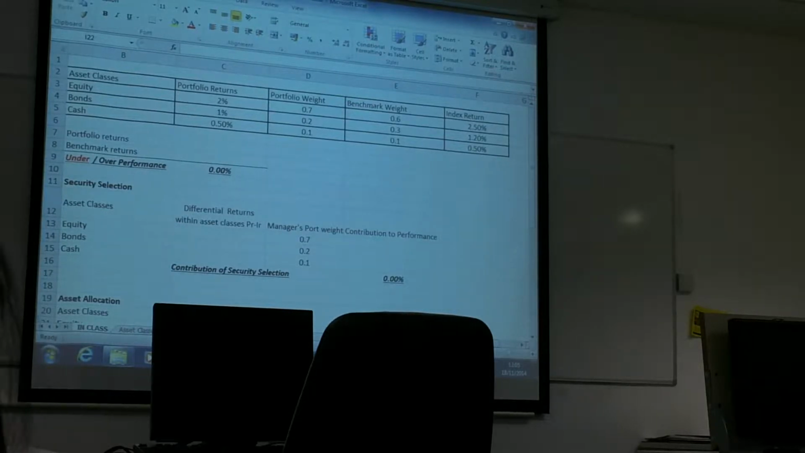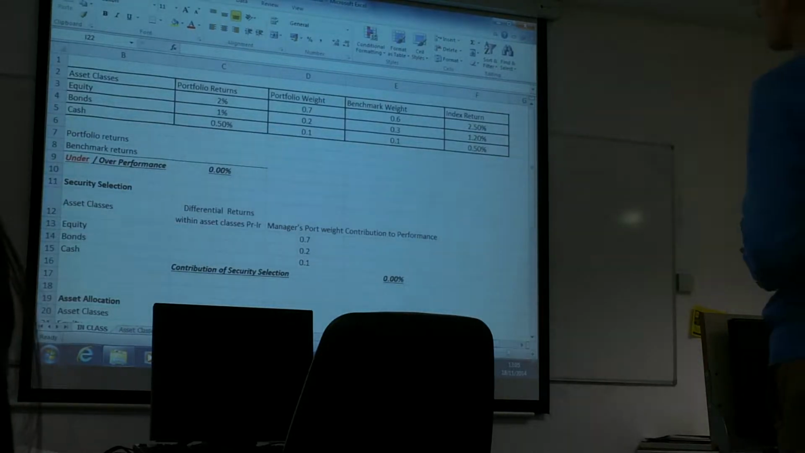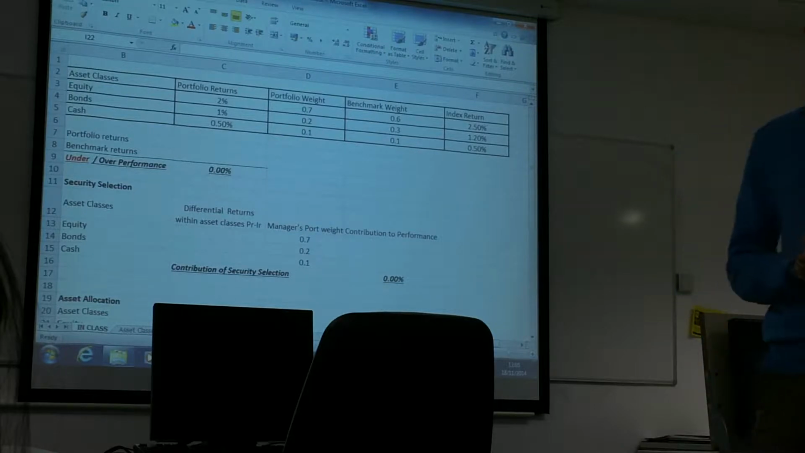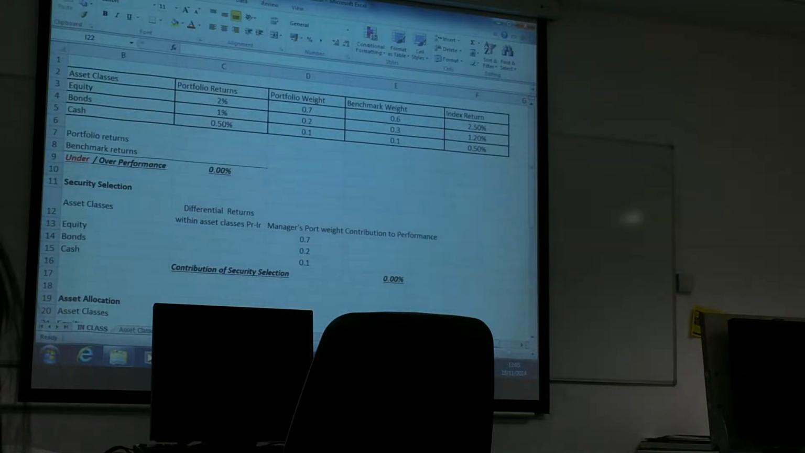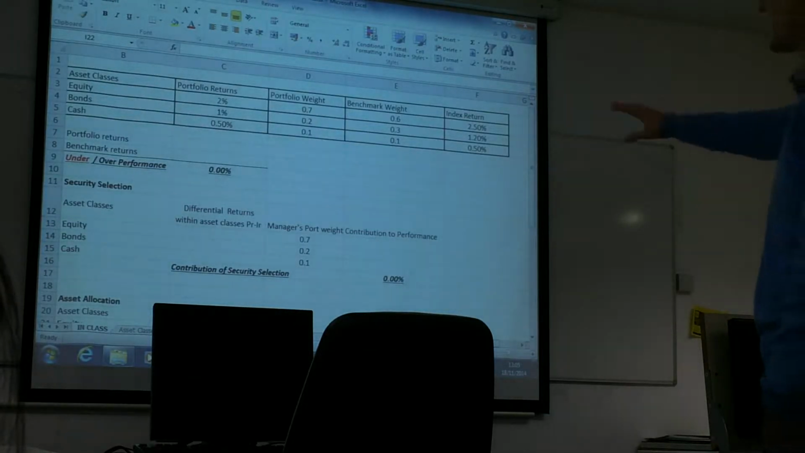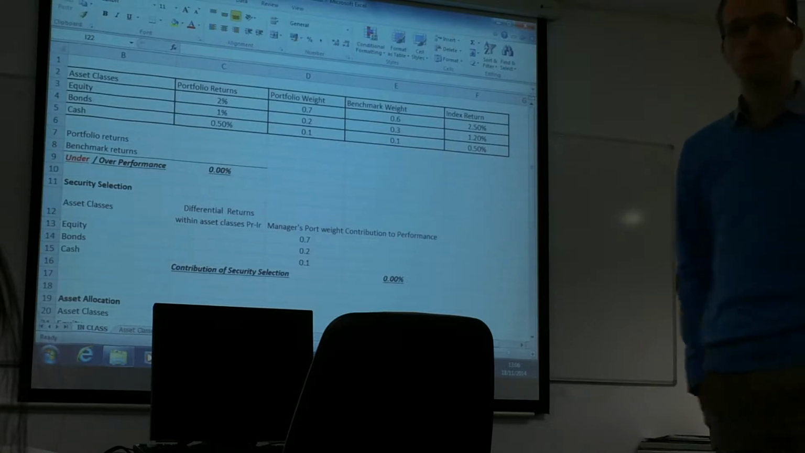Because most of his portfolio returns are lower than the index return, and the weight is pretty much the same. So most likely he will do a better job. Exactly. That's a pretty good summary right there. That's what you can surmise by looking at it. Clearly, against the index for equities alone, he's lost out.